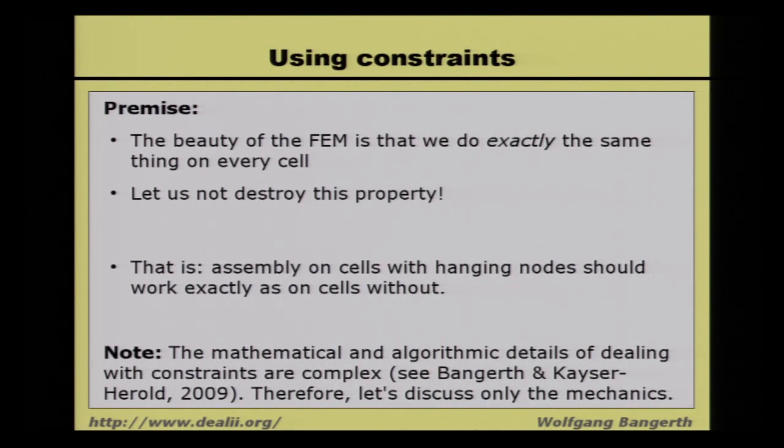If you think about how we assembled, for example, a linear system in step 4, we really just had a loop over all cells. And in there, we had a loop over all i's and j's, that's the local degrees of freedom. And then we had a loop over all the quadrature points on this particular cell. We do the same thing on every cell.